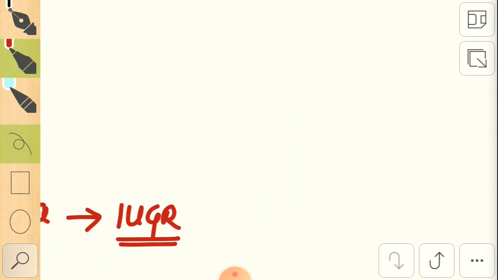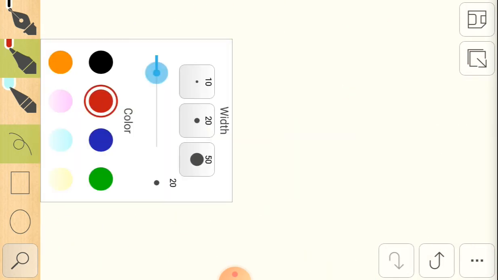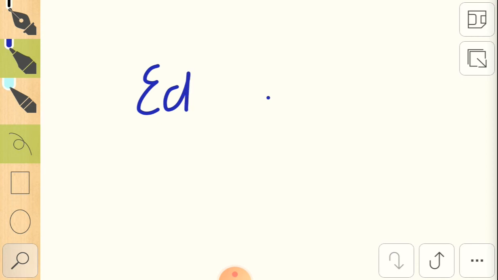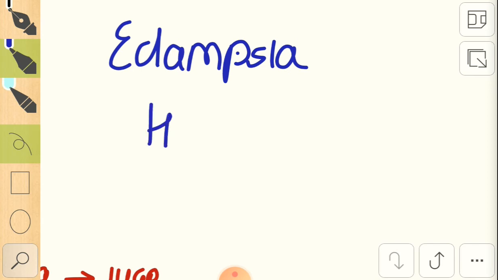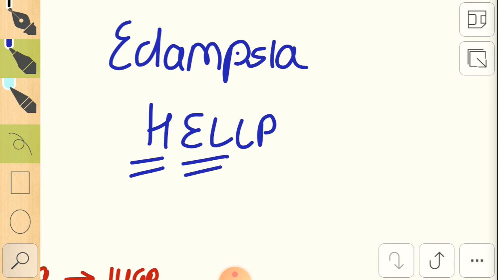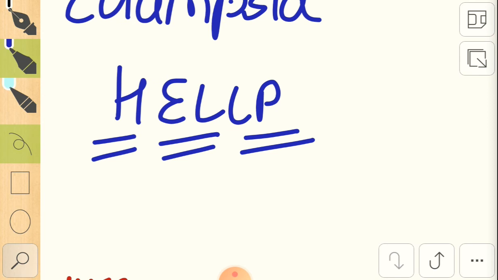Other complications associated with preeclampsia: it can go on to eclampsia, where the patient will either have convulsions or go into coma. Then there's something called HELLP syndrome. HELLP is H for hemolysis, E for elevated liver enzymes, and L for low platelets. This is the criteria to call it HELLP syndrome.